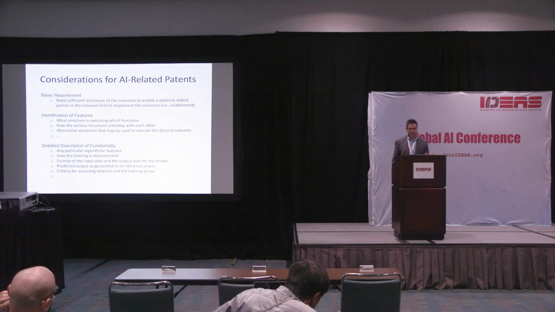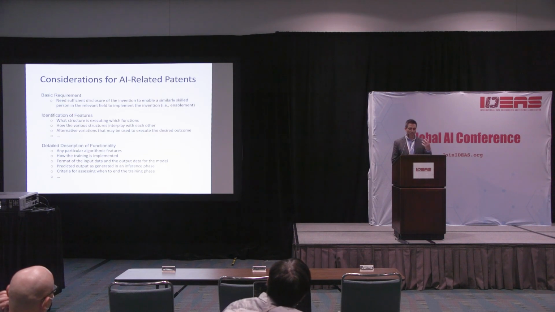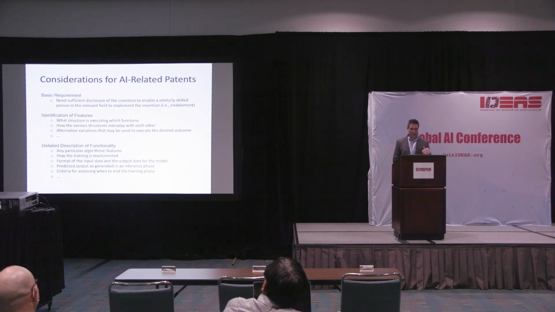So when it comes to AI and software, and making sure that if a patent is being filed, what are the things an inventor should identify? And that would be, what structure is executing which function. So you have to clearly define that, and look at how various structures interplay with each other. Is data being passed from the memory to the hard drive and then back to another hard drive and to the memory? So the interplay of all the internal workings.